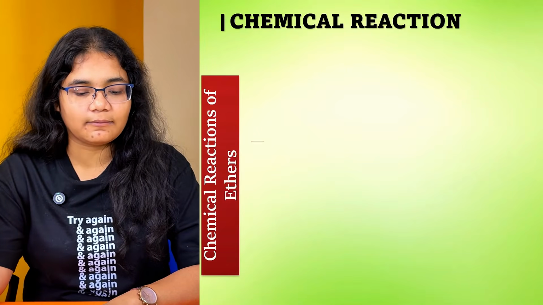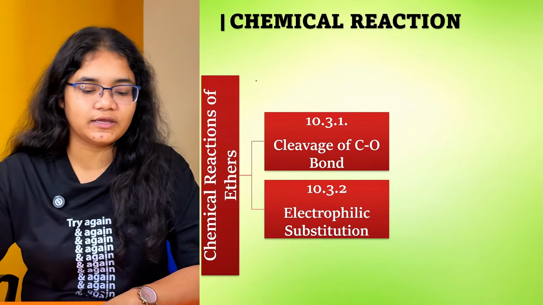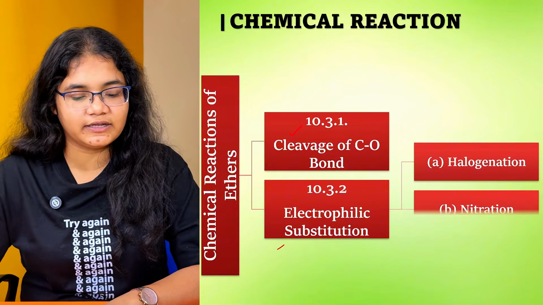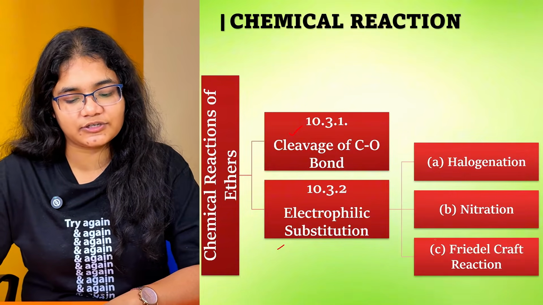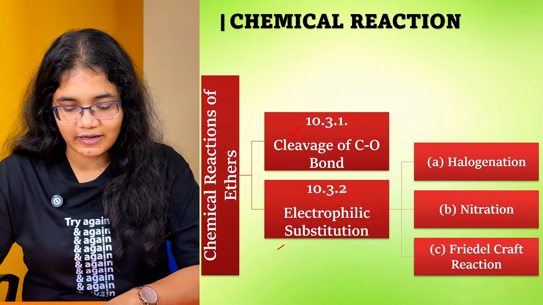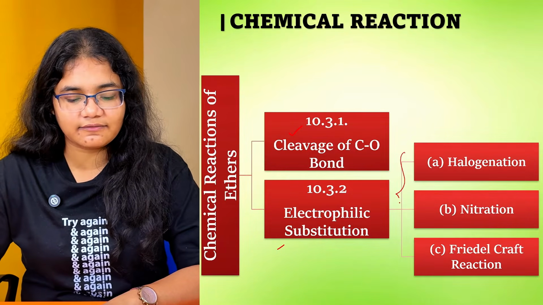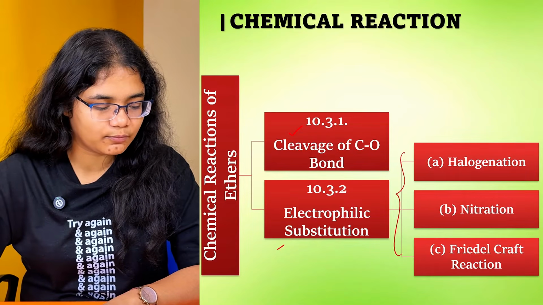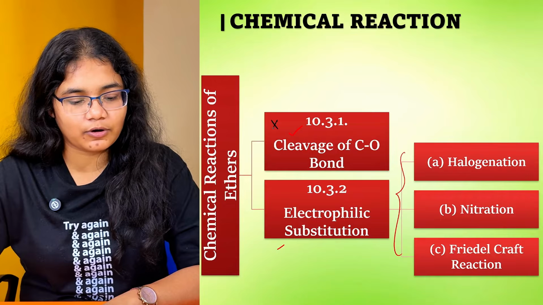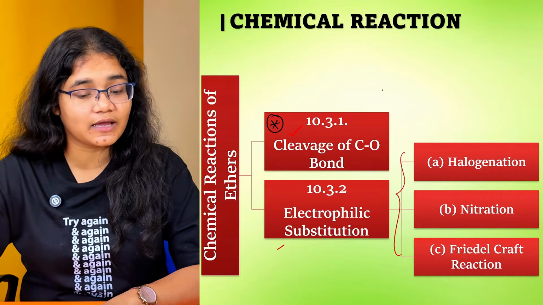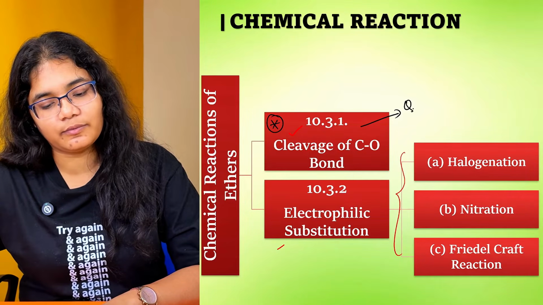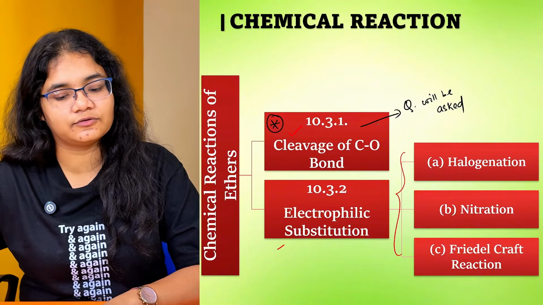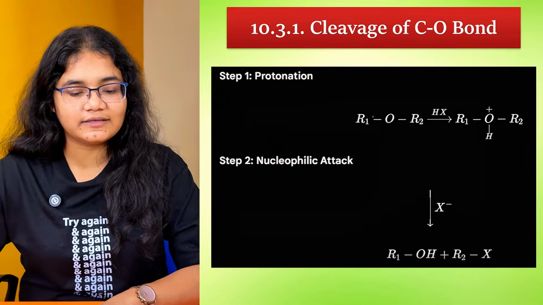Now we'll talk about the chemical reactions of ethers. The first reaction is cleavage of the C-O bond and the second one is electrophilic substitution, where we'll study halogenation, nitration and Friedel-Crafts alkylation. These reactions are very common, we have already studied them, we'll just see them. But this cleavage of the C-O bond is a super important reaction. Questions will be asked from here, mark this one. Every year it has been asked from this one. So this is very important and we will understand it in detail.